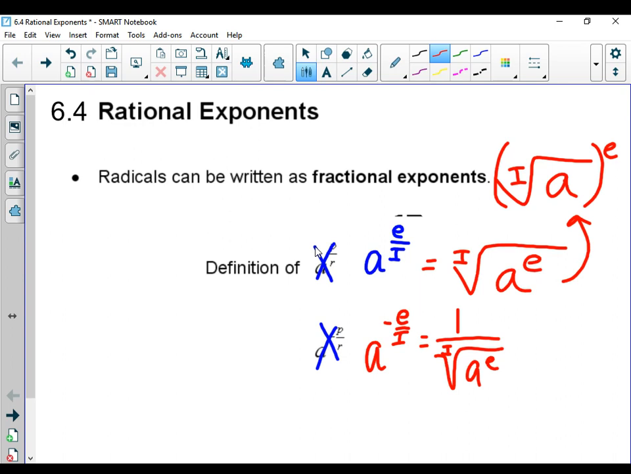So that means the same exact thing. All right. And let's look at an example of that. If I had the square root of 4 cubed.